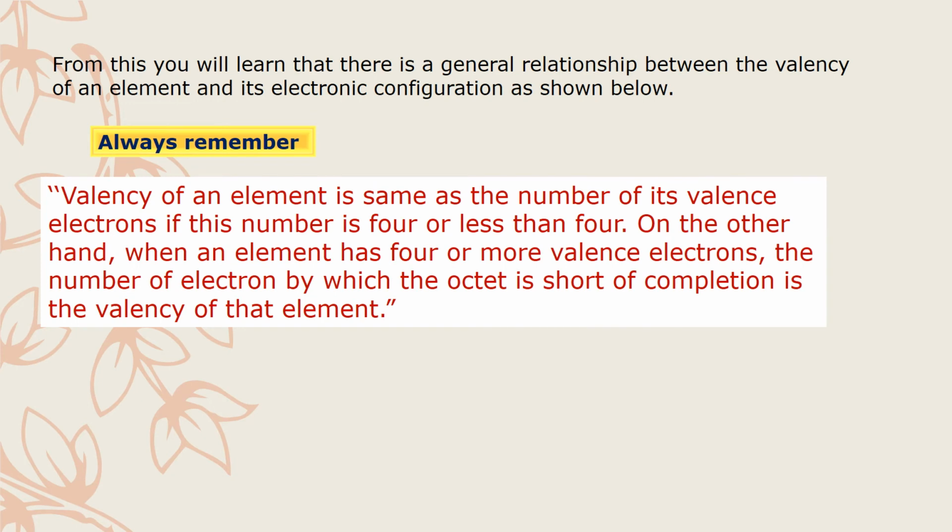Learn that there is a general relationship between the valency of an element and its electronic configuration. So we have to always remember, children, that the valency of an element is the same as the number of its valence electrons if this number is 4 or less than 4. On the other hand, when an element has 4 or more valence electrons, the number of electrons by which the octet is short of completion is the valency of that element.